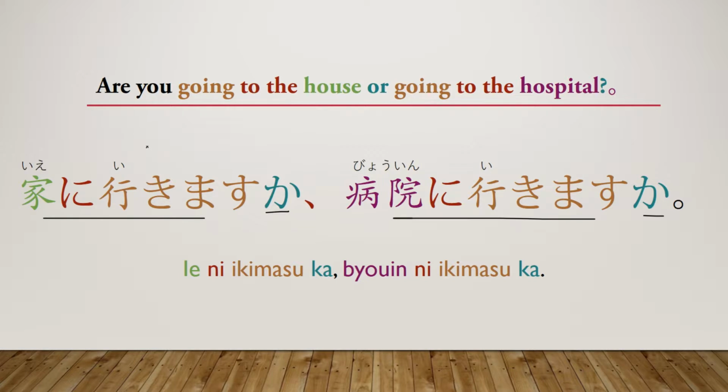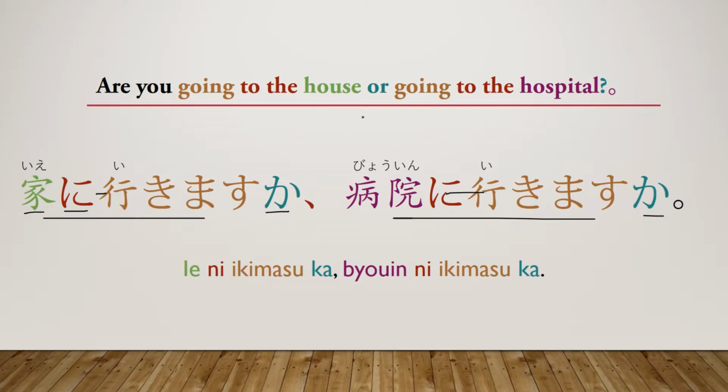Okay, let's go ahead and break this sentence down really quick. We have ie, which is house in Japanese, and then ni is our direction or purpose marking particle that always goes with ikimasu. Ikimasu, of course, means to go. And then we have our ka, which signals the or like a binary option here. And then we have byōin, which means hospital, and the same purpose and direction marking particle, and ikimasu again. And then we have our ka to end the sentence.